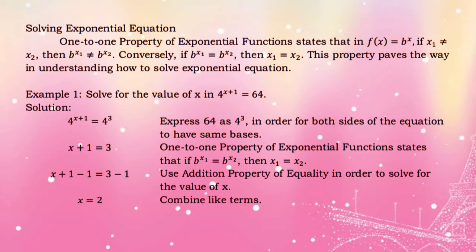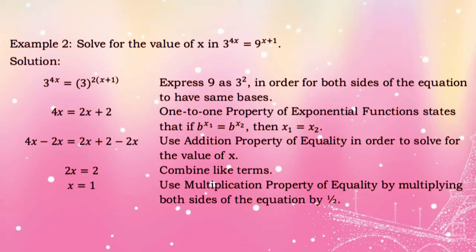Let's take the solution. First step is for us to express 64 as 4 raised to 3 in order for both sides of the equation to have the same base. 4 raised to 3 is also equal to 64. So you have 4 raised to x plus 1 is equal to 4 raised to 3. Since our bases are already the same, we will just bring down the exponent. x plus 1 equals 3. Next is to simplify the given equation. Positive 1 transposed to the other side of the equation becomes negative 1. Since you have 3 minus 1, your x now is equal to positive 2.